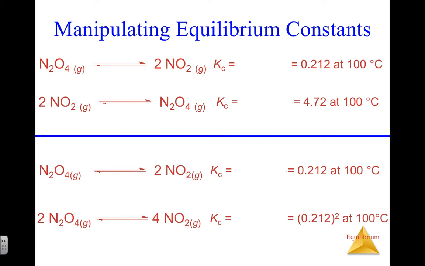Manipulating equilibrium constants. Okay, so let's think about this. What happens if I rearrange a reaction? How does that affect K? So we'll start with this reaction, dinitrogen tetroxide gas in equilibrium with 2 nitrogen dioxide gas. What would K be? So go ahead, pause, write down K, then hit unpause and come back.